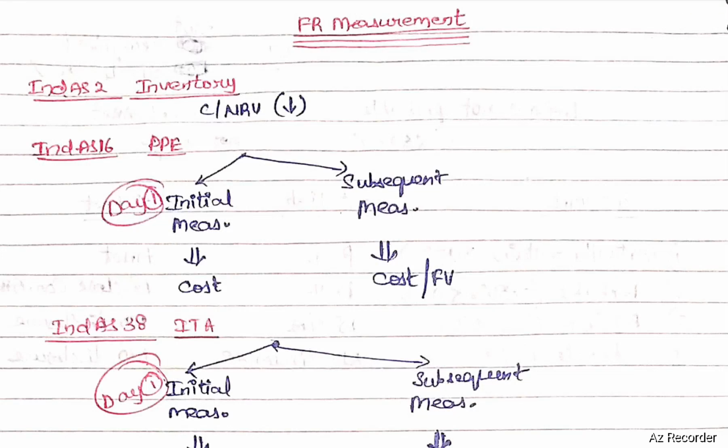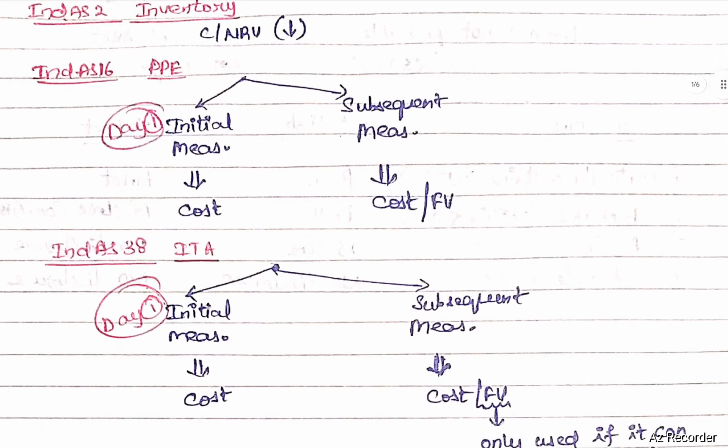How various items are measured as per Ind AS. As per Ind AS 2, inventories are valued at cost or NRV, whichever is lower. As per Ind AS 16, property, plant and equipment are initially measured at cost on day one, and subsequently property, plant and equipment is measured at cost or fair value.